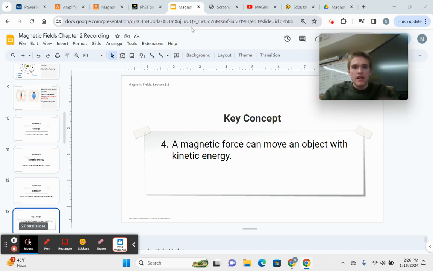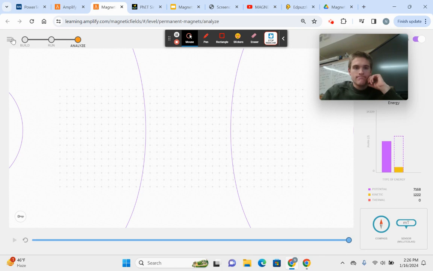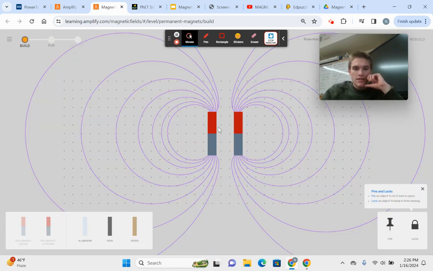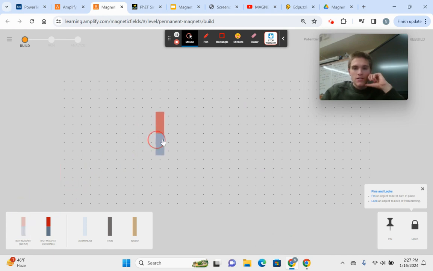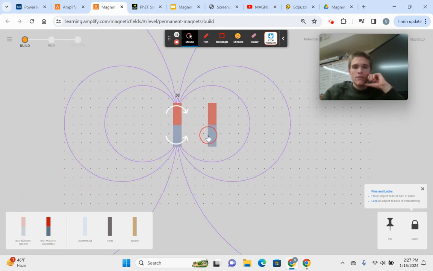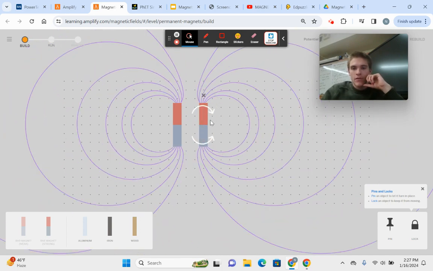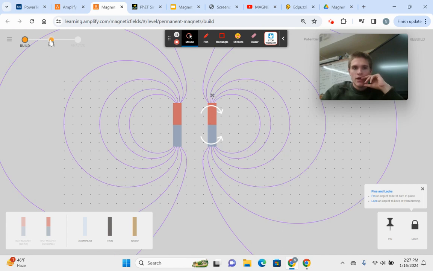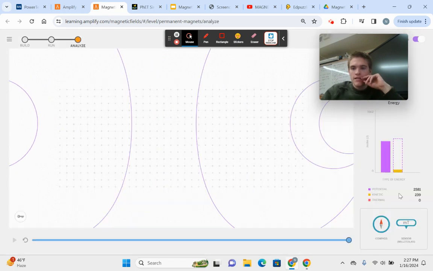Let's exit out of the slideshow and let's go back to the simulation. When I go to the simulation, I have two magnets. My first experiment, I want to test if I put two weak magnets next to each other, what will the strength of their potential energy be? When I hit run, they'll push away from each other. And I hit analyze, the amount of kinetic energy produced was 239 joules.